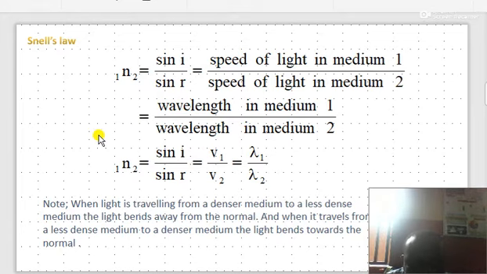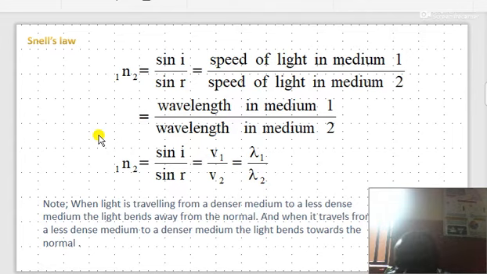So we note this. When light is traveling from a denser medium to a less dense medium, the light will bend away from the normal. But when the light is traveling from a less dense medium, such as air, to glass, because glass is denser than air, the light will bend towards the normal.